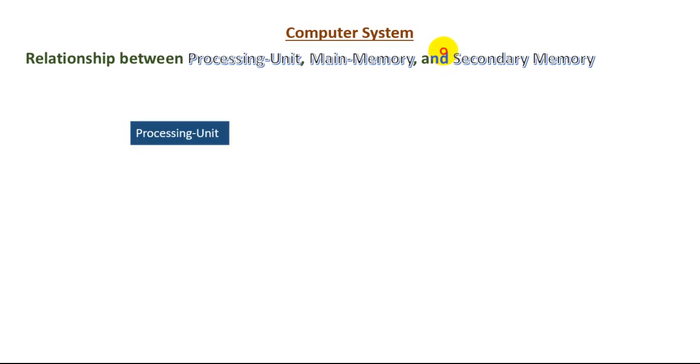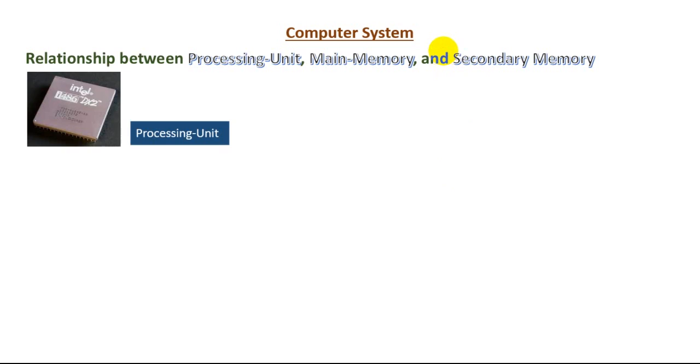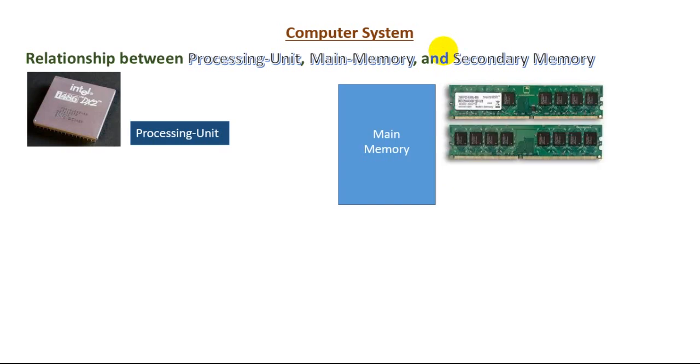Okay, so now we have the processing unit. There I just got an image of that from the internet, so you can see it's a chip. Then we have the main memory. Again, that's how it looks physically, memory cards. The main memory is the place where instructions and data will be kept, from which the processing unit can take and execute them. So the processing unit only works with the main memory.